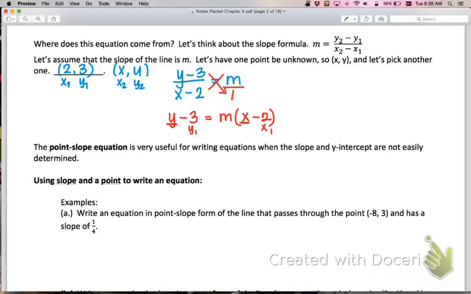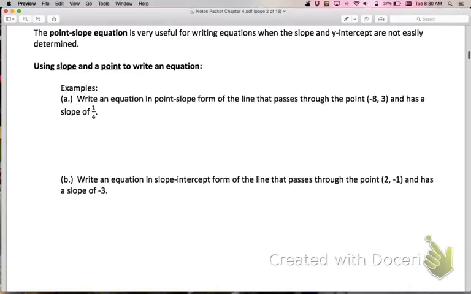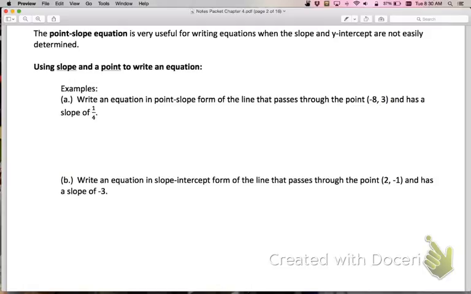So let's look at two examples here of using this point slope formula. If I am given a slope and a point, but not the y-intercept, so I don't know what b is, that is when we want to use the point slope formula of the line. And that should make sense to you. When we were given slope and y-intercept, we use slope-intercept equation. But now when we have slope and a point, we're going to use the point slope equation.